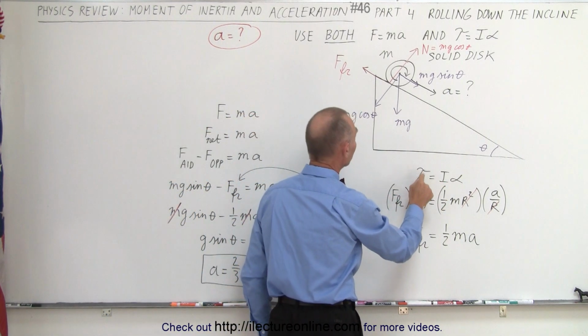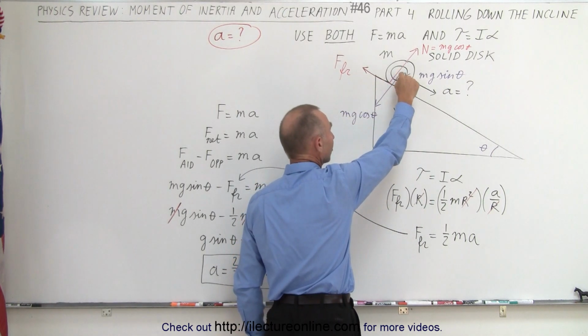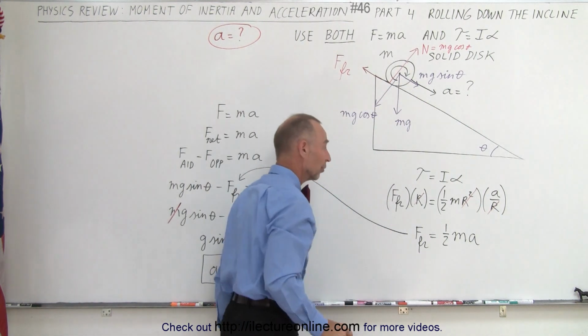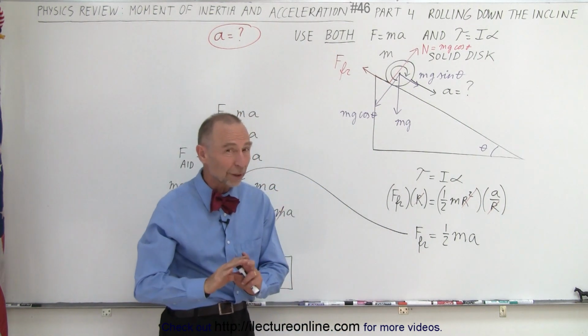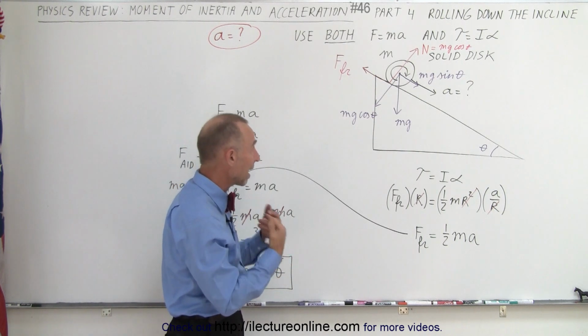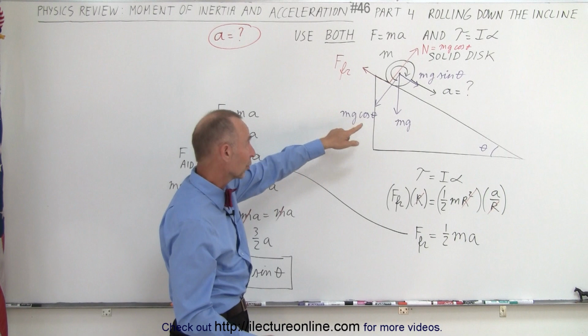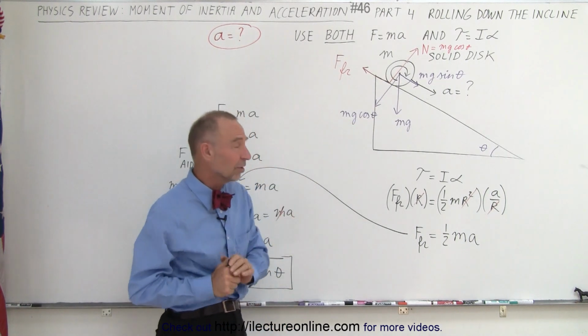Now the torque here is going to be caused by the friction force. So it's the friction force times the distance from the point of rotation to where the friction force is acting. Now we don't know what that friction force is. It could be all kinds of values. We know there's a maximum friction force of the normal force times mu, which is mg cosine theta mu, but we don't know what it is in this case.